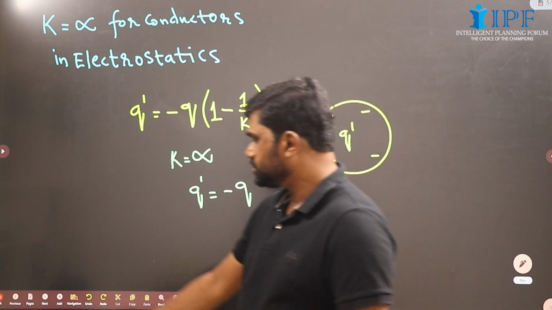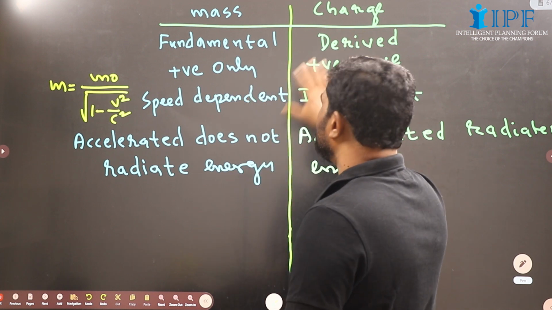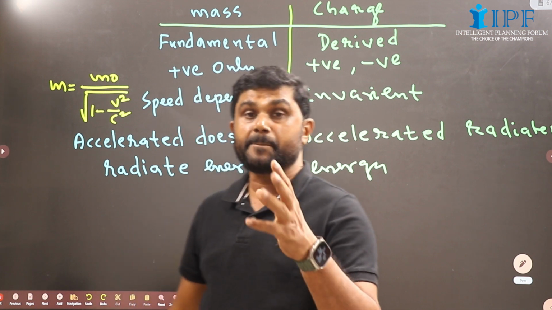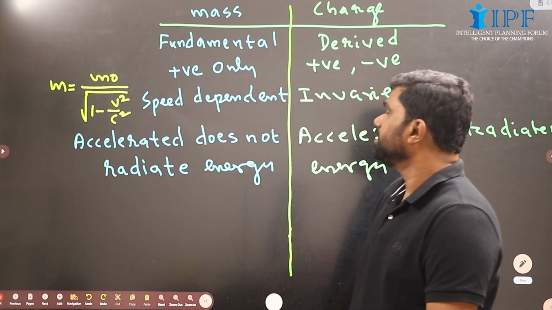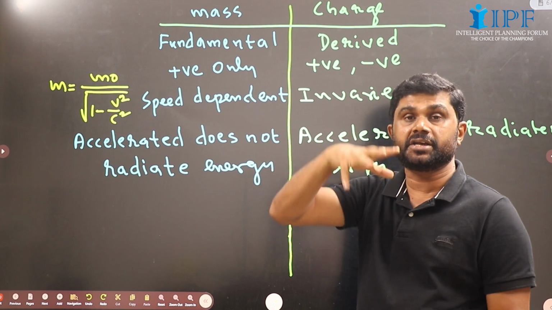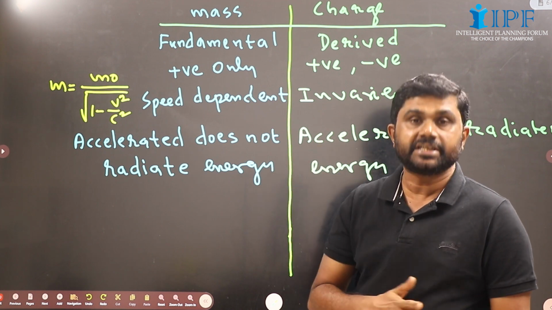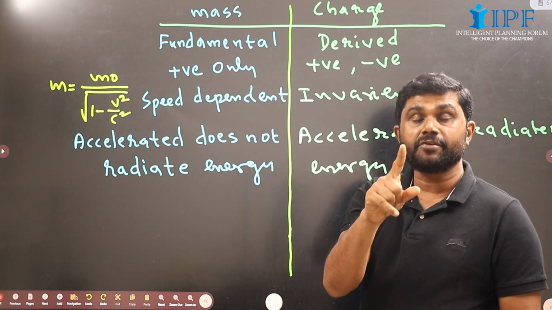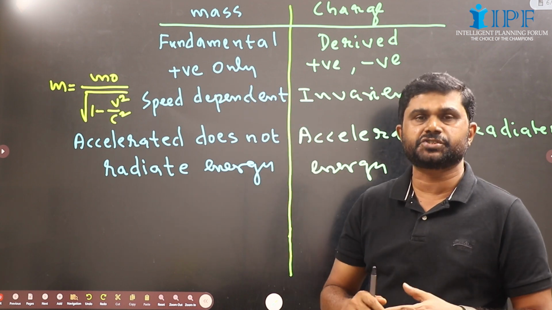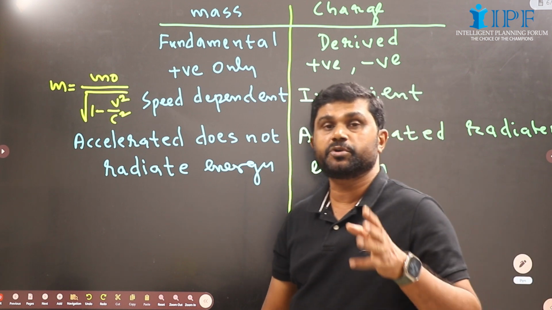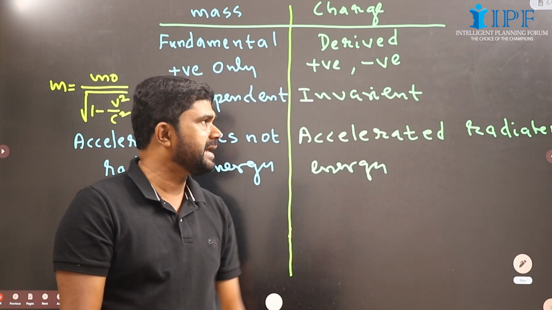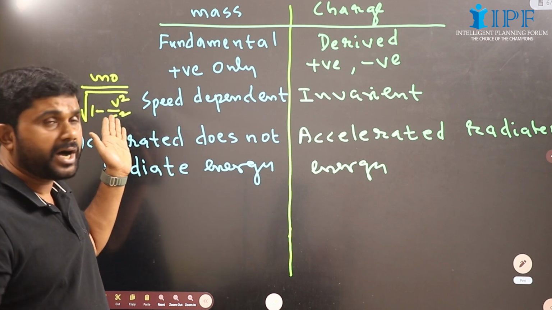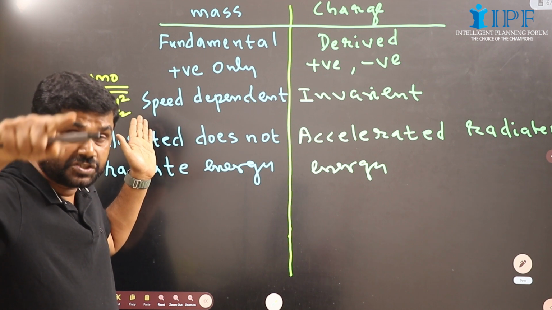Next, let us see the comparison of mass and charge, which are the two macroscopic properties of matter. First, mass is a fundamental quantity in the SI system, whereas charge is a derived quantity. Mass can be only one type, meaning positive only; there is no negative mass. But charge can be of two types, both positive and negative. Then the important property: the mass of a particle depends on speed.